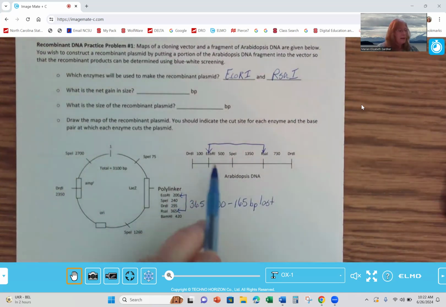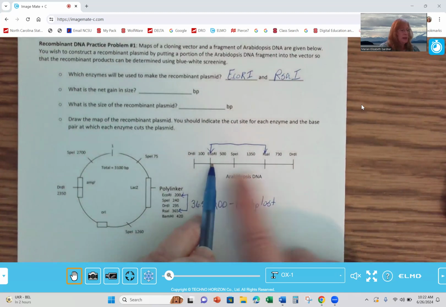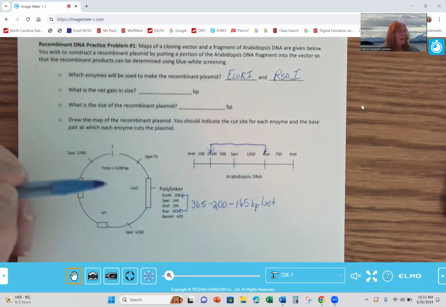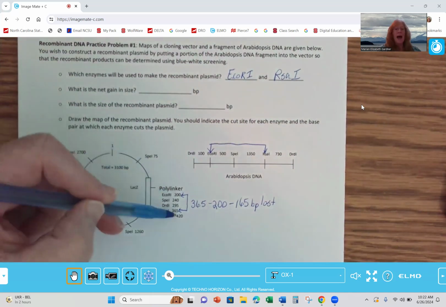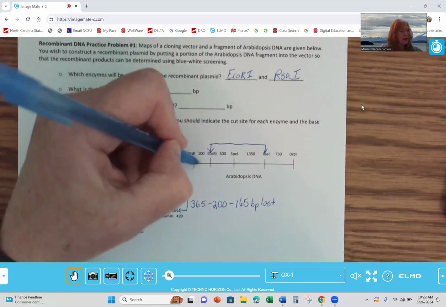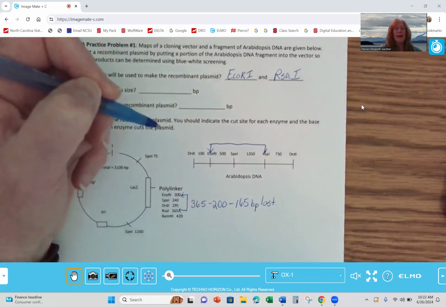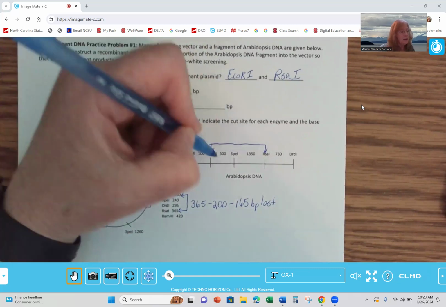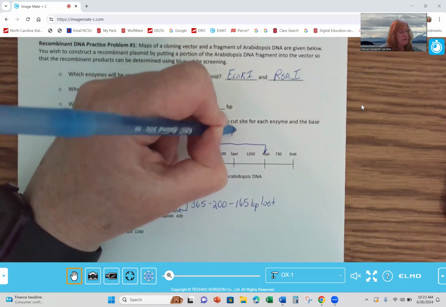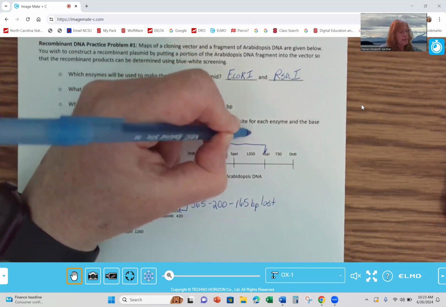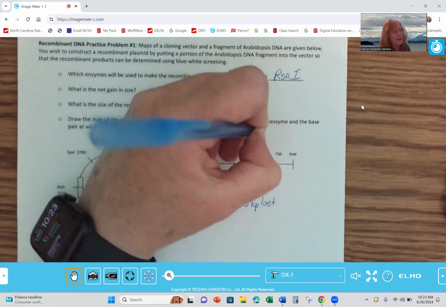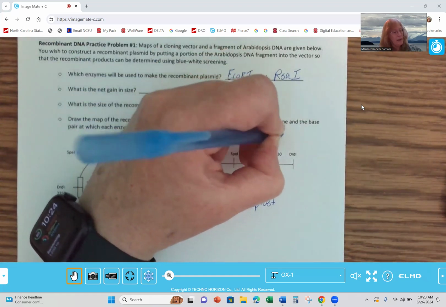The amount added was the distance between EcoRI and RsaI. Now, the numbers on my map here are the base pair at which the enzyme cut. The numbers on my map here are the number of base pairs between the enzyme cut sites. So 500 plus 1350 is the amount added, and that will be 1,850 added.